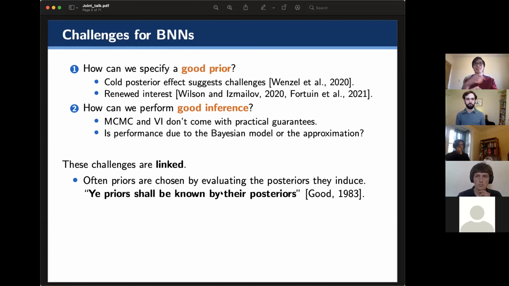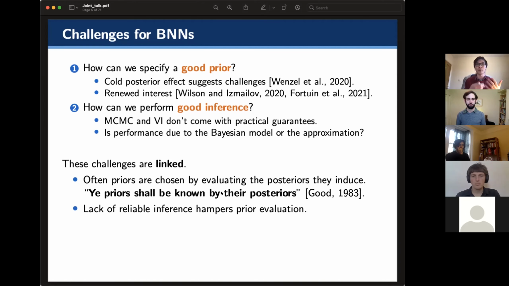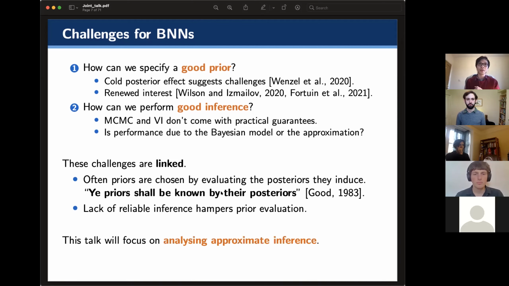And one way to see this is that often we choose our priors by evaluating the posteriors that are induced by them. So here's a quotation from a Bayesian statistician who said, "Ye priors shall be known by their posteriors." What he's saying is that the way you evaluate a prior is you show it some data, you look at the posterior, and you think, is this a reasonable posterior? And I'd say that having a lack of reliable inference really hampers our ability to evaluate our priors or decide whether one prior is better than another. So with that in mind, this talk will focus on the second big challenge, analyzing approximate inference.